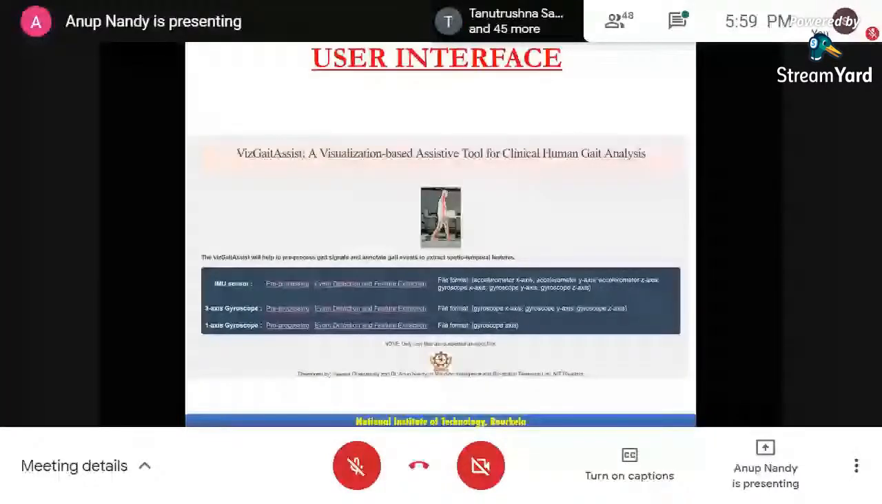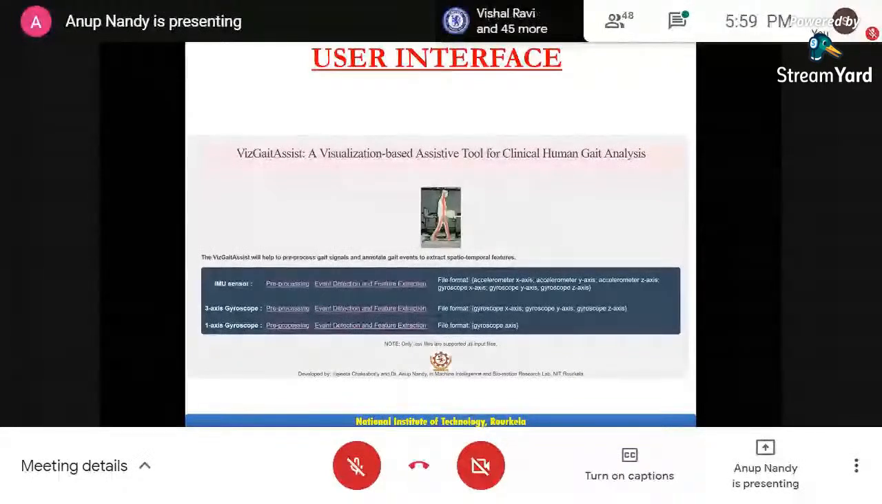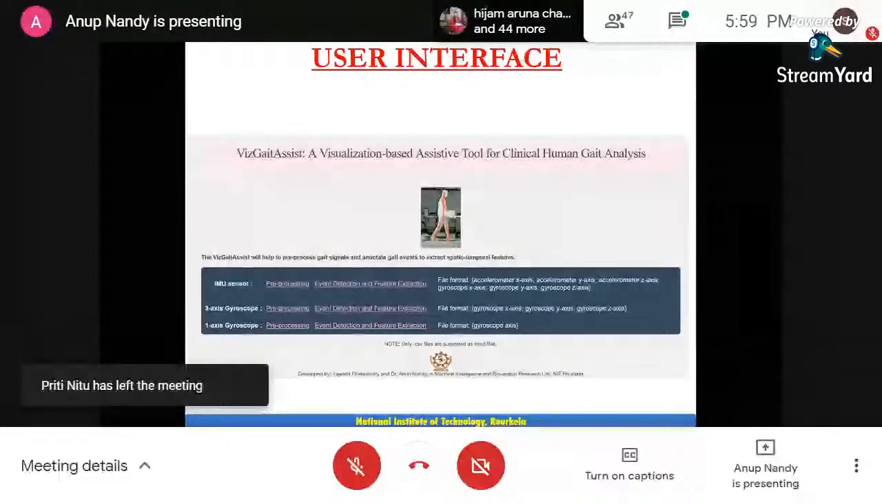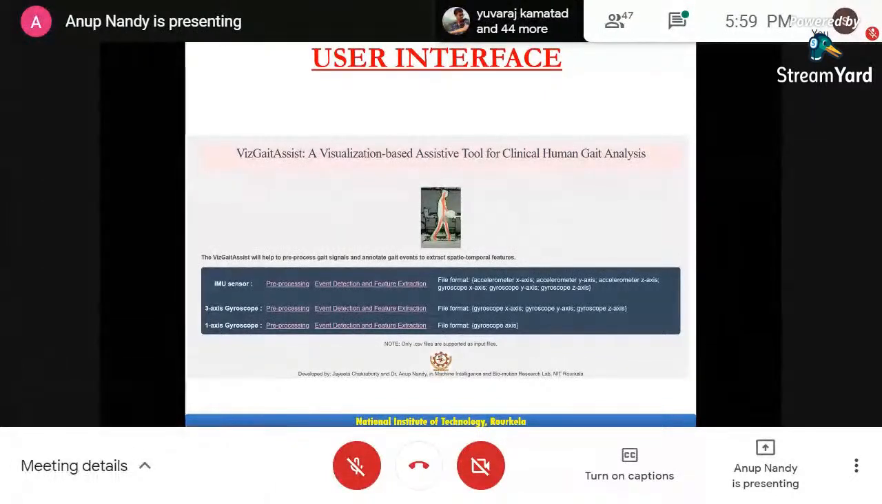This is there already on YouTube also. It is like an annotation tool, a gait annotation tool, which will be useful for clinical experts if they test it on their patients to extract events. We are using the IMU sensor for event detection and feature extraction, with a 3-axis gyroscope and a 1-axis gyroscope. So all the formats are there. This tool has been made to motivate researchers in the field of biomedical engineering, clinical experts, and pathologists, so they can take up the challenge and do it this way.